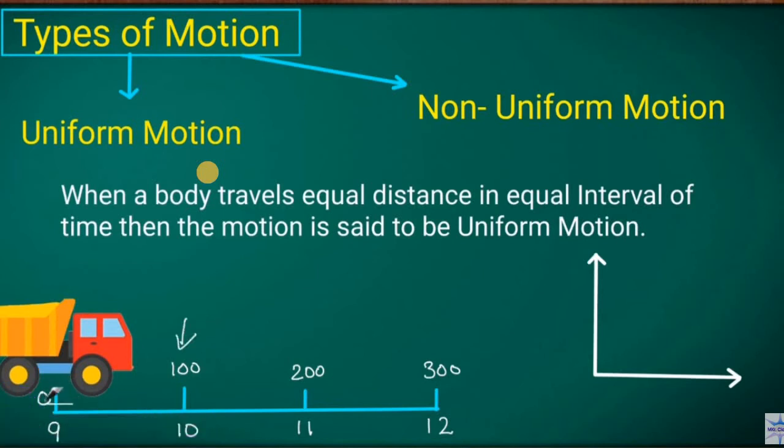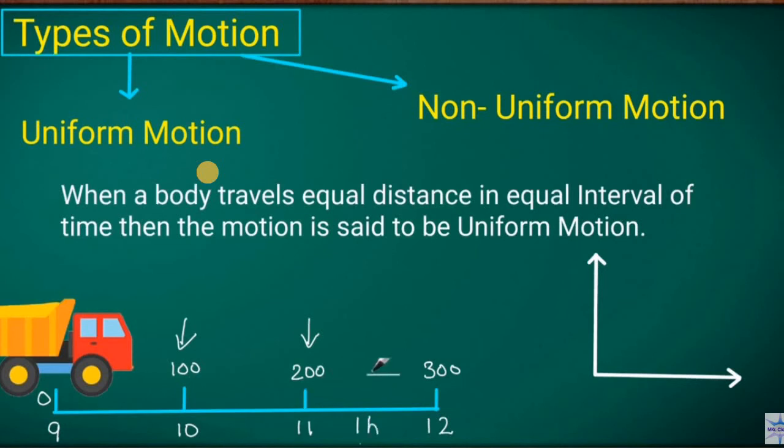Same like, then after 1 hour it covers again 100 and reaches 200 at 11 o'clock. Here you can see at 11 o'clock it reached 200 kilometers. Same like after 1 more hour, it reached 300 kilometers. Means at 12 o'clock it reached 300.